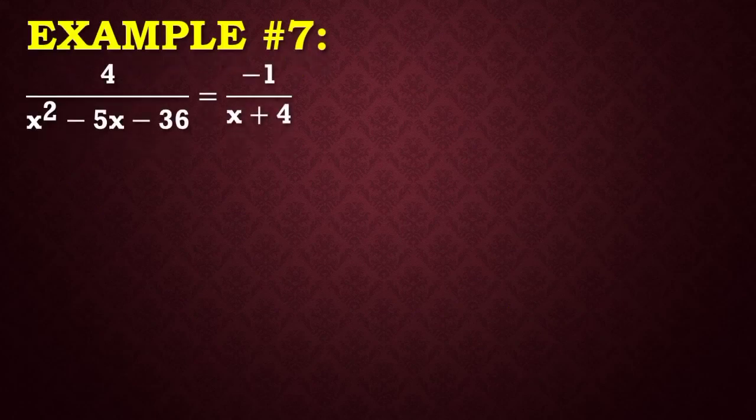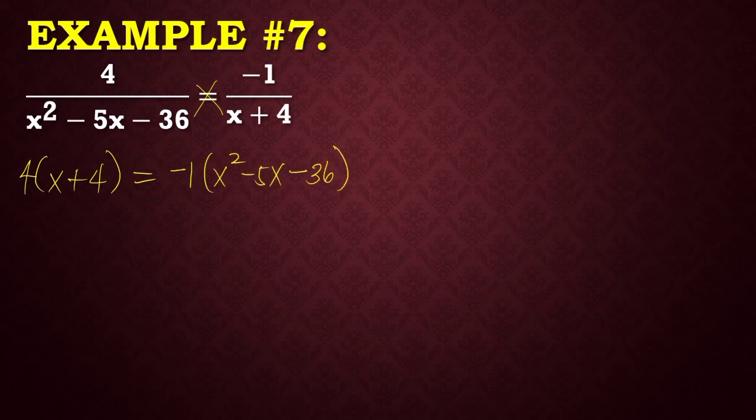So, for example number 7, we have 4 over x squared minus 5x minus 36 is equal to negative 1 all over x plus 4. So, pwede nating i-apply dito yung cross multiplication method. So, that is 4 times x plus 4 is equal to negative 1 times x squared minus 5x minus 36.